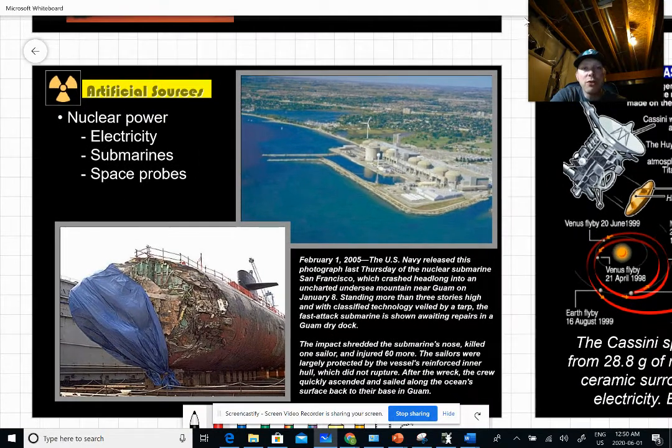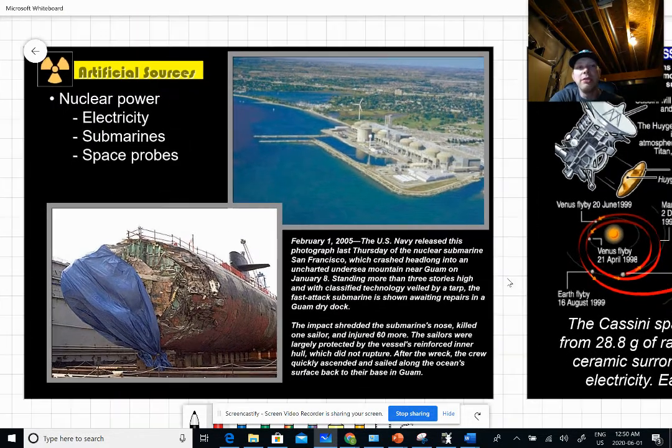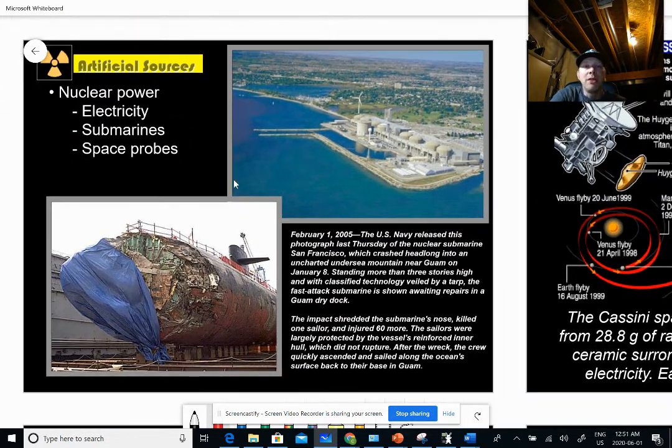Some artificial sources of radiation: nuclear power. In Canada, most of the nuclear power is situated in Ontario. Obviously there's nuclear fission going on there, and fission and fusion are something that we'll talk about, probably briefly, next week.